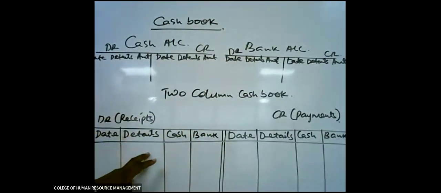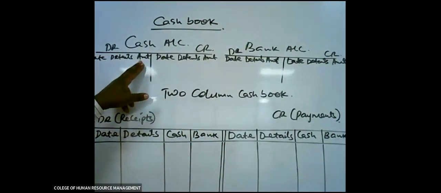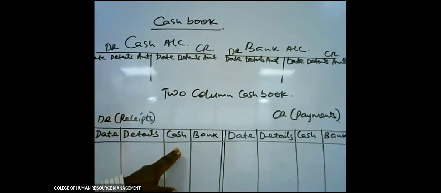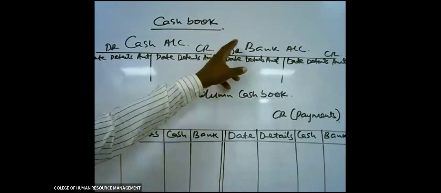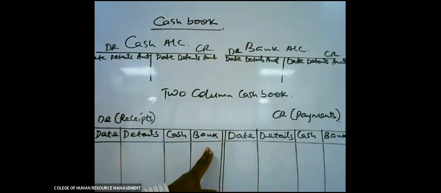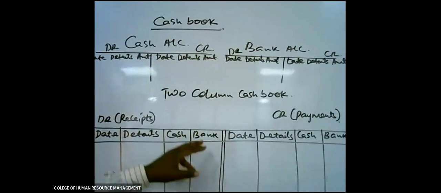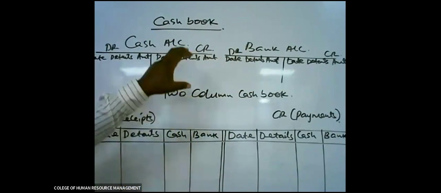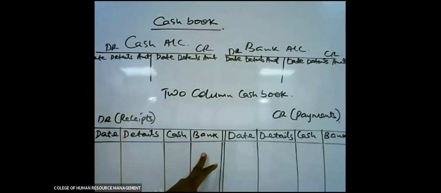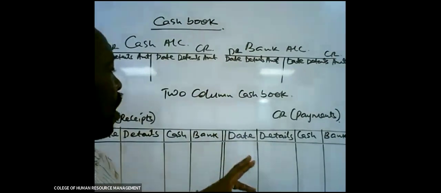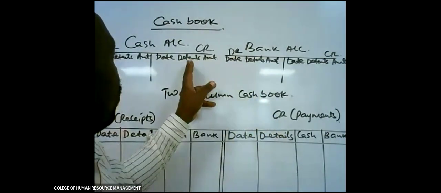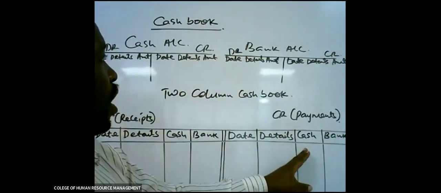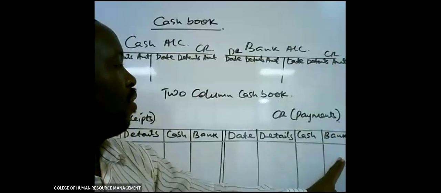We have the date, details, and the amount on the debit of the cash, that is what we have here. The amount that we have on the debit for the bank, we put it as the bank amount. This is the cash amount, the bank amount on the debit. So the debit of cash, it is this one. The debit of bank, it is this one. Then here also we have the date, details. The credit of cash amount is recorded here. The credit of the bank amount is recorded here.